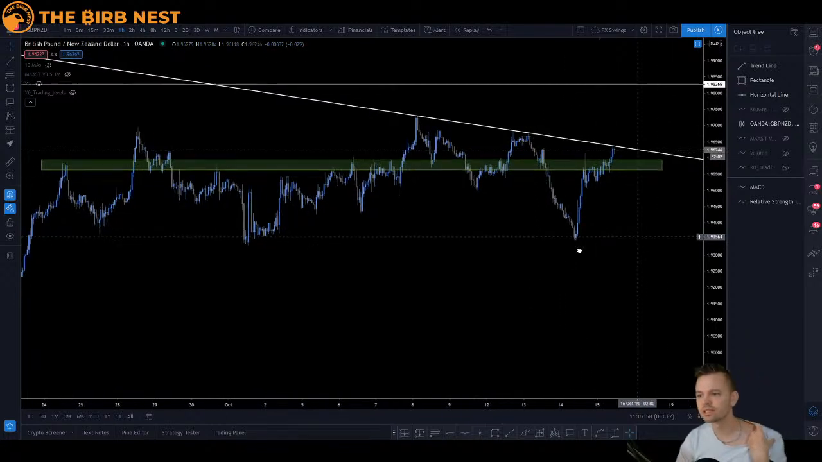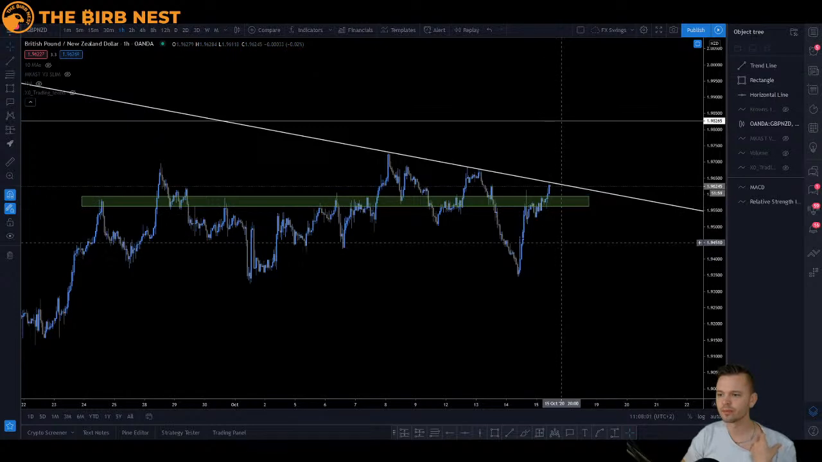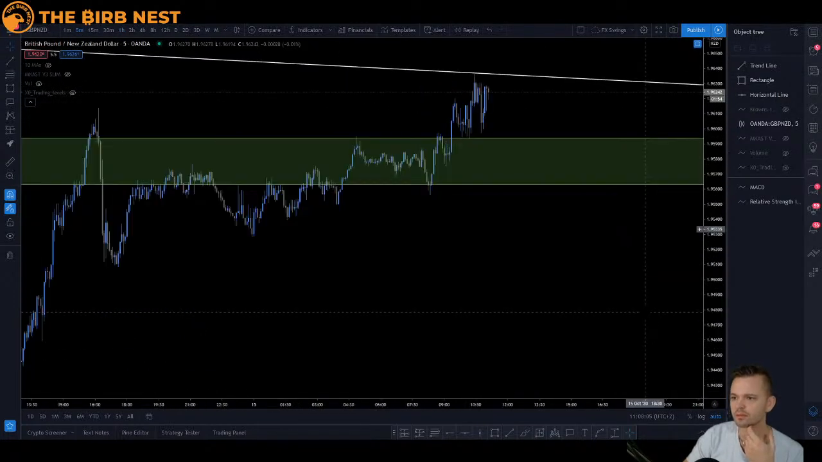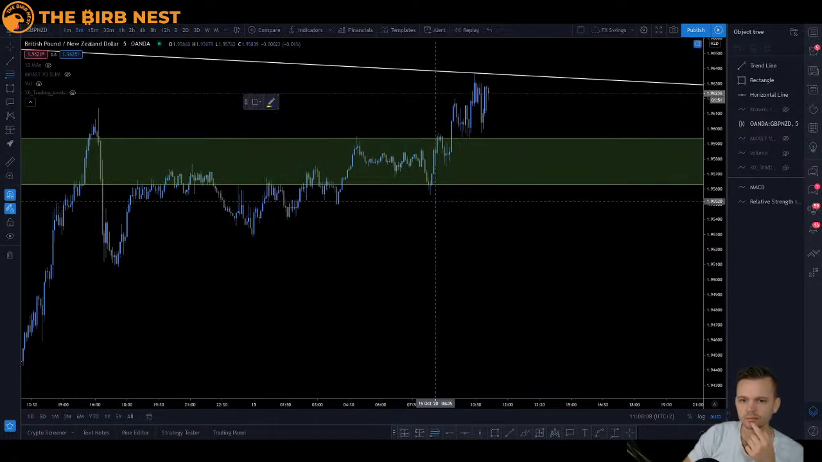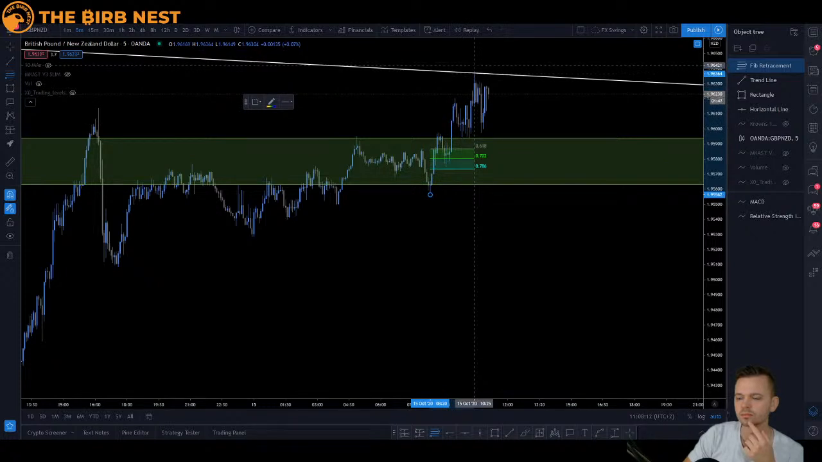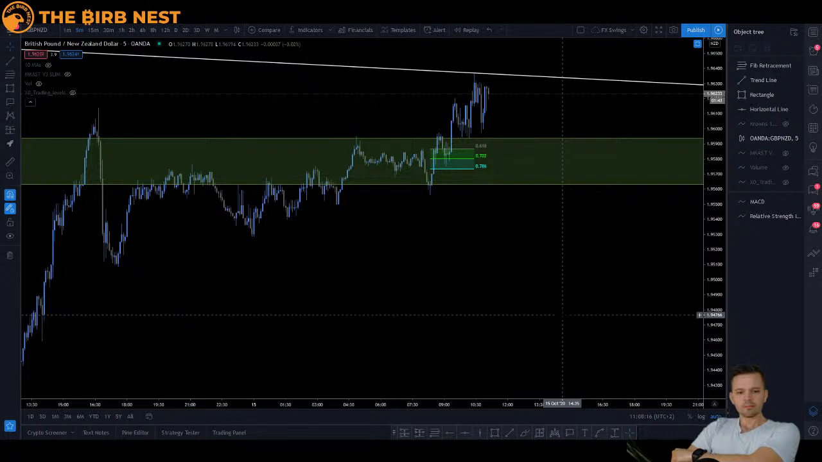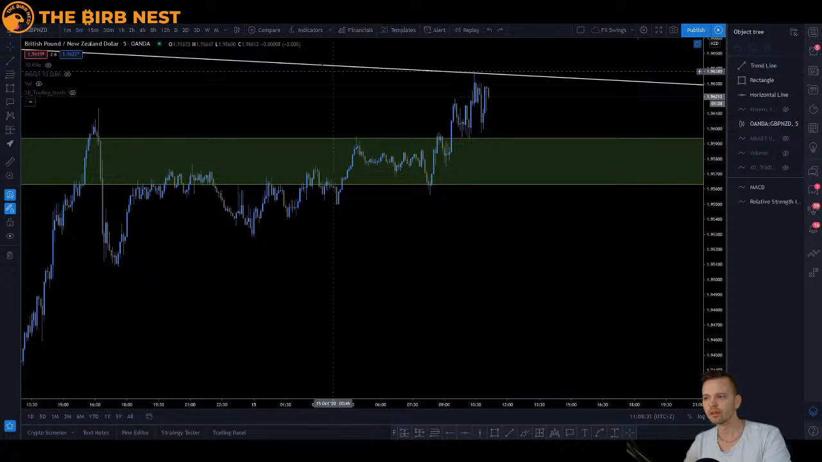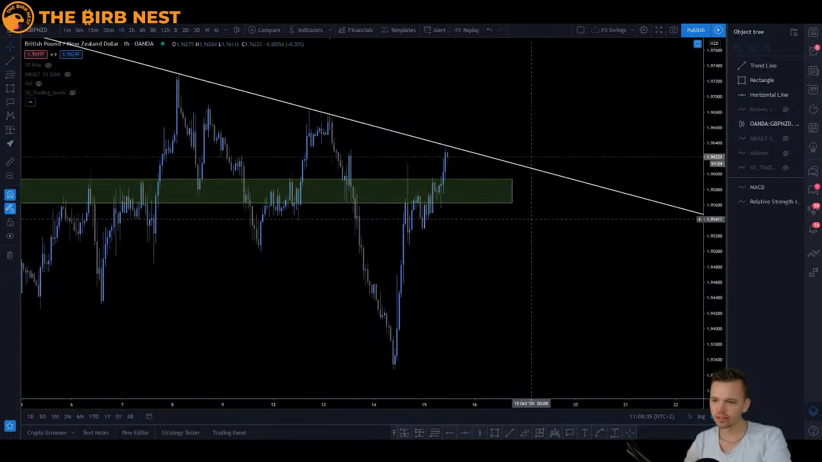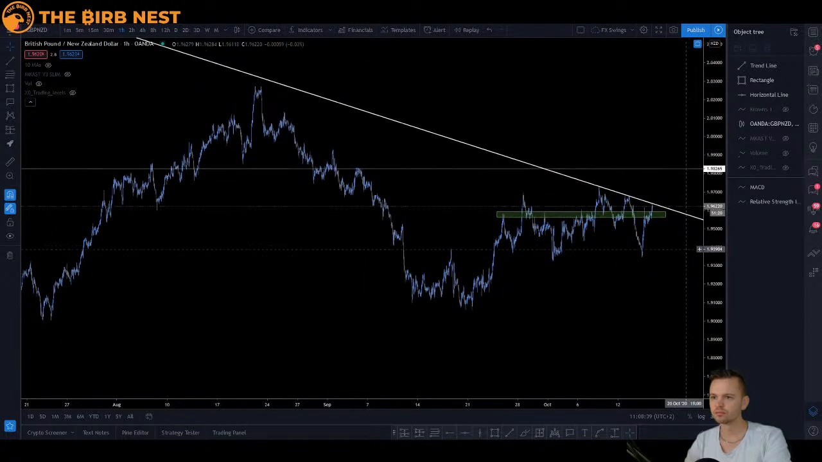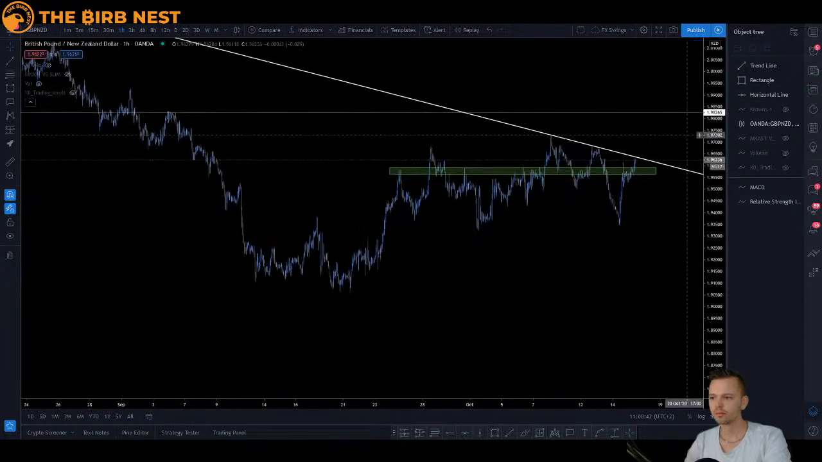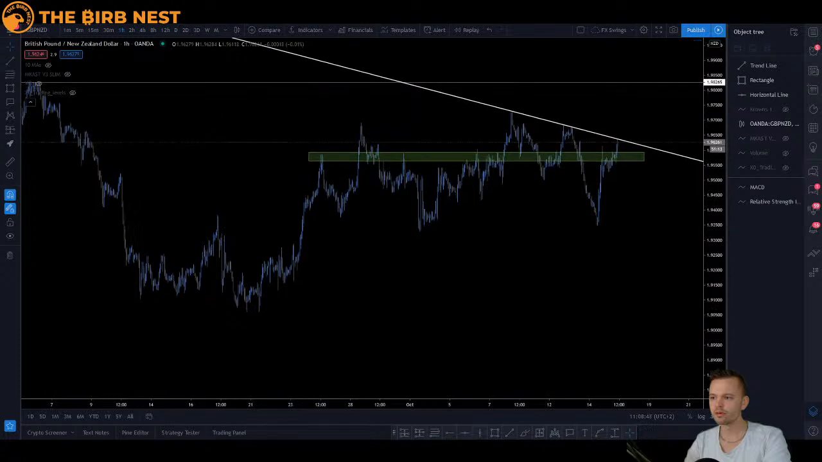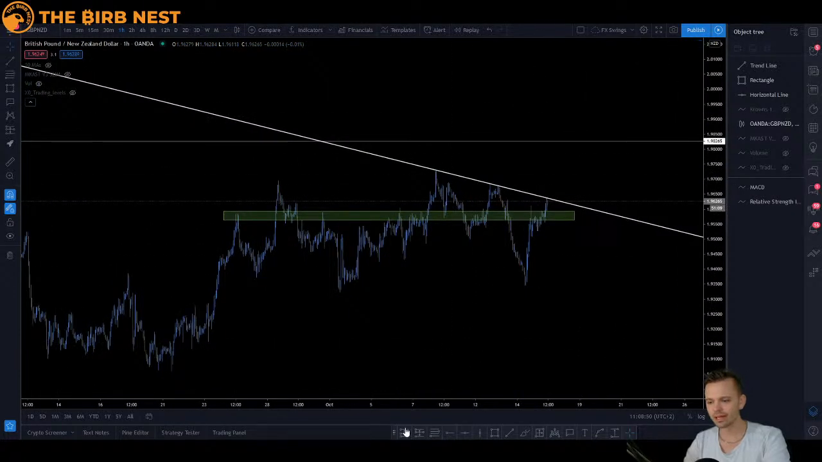But this is a nice level. I like this. This is a nice level. I'd like to see a look at the lower time frames here. But this is a very nice level here too. So yeah, not looking great for a short. But for a long, however, I kind of like this idea.